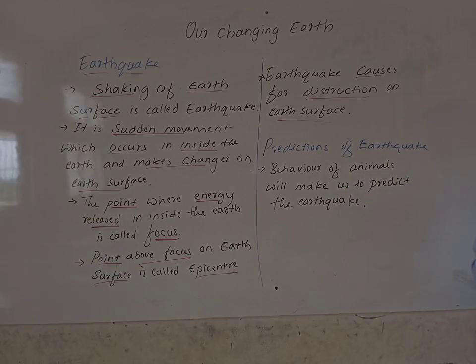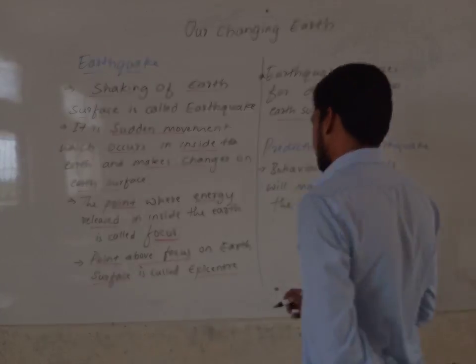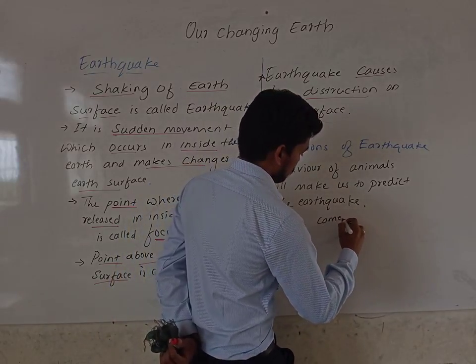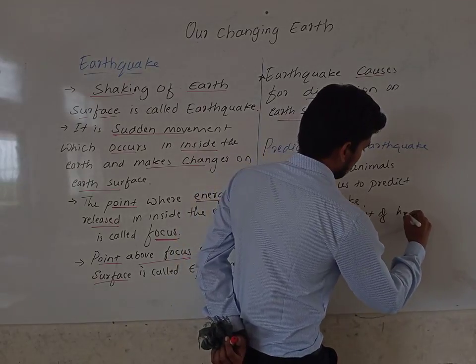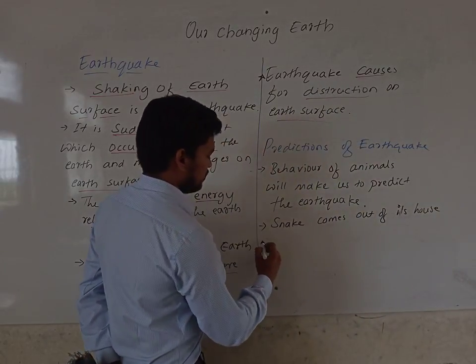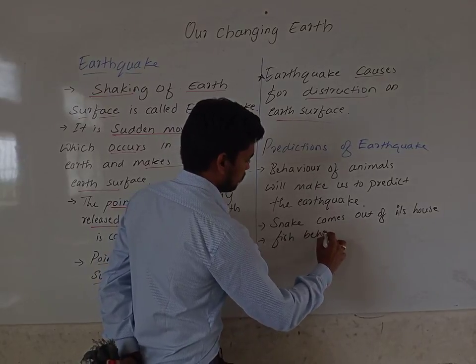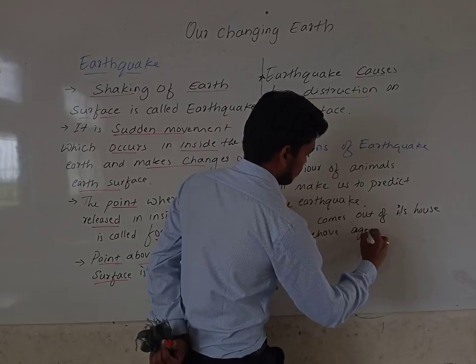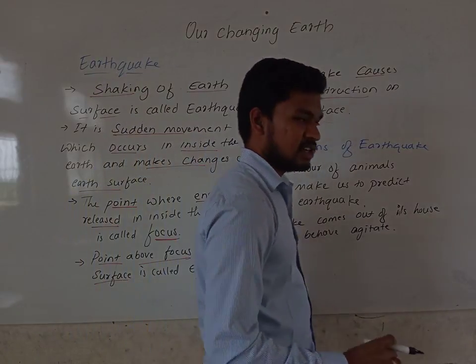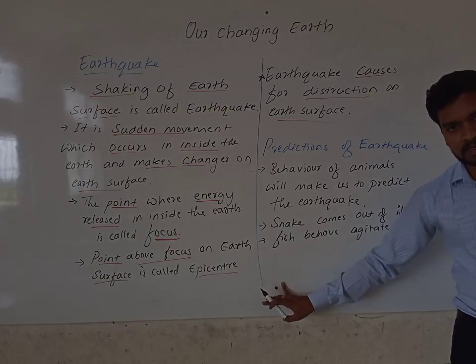Is that all? Let me write later. Snake comes out of its house, then fish behave, hesitate, then dog runs away from the places. This is all the behavior of animals where we can get the prediction.